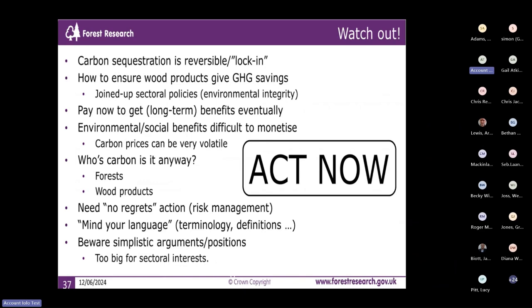Finally, beware of simplistic arguments and positions. The issue of climate change and how to solve it is too big for sectoral self-interest. And I would appeal to everyone to bear that in mind when they're thinking about advocating for particular forestry options. Most importantly of all, ladies and gentlemen, act now.